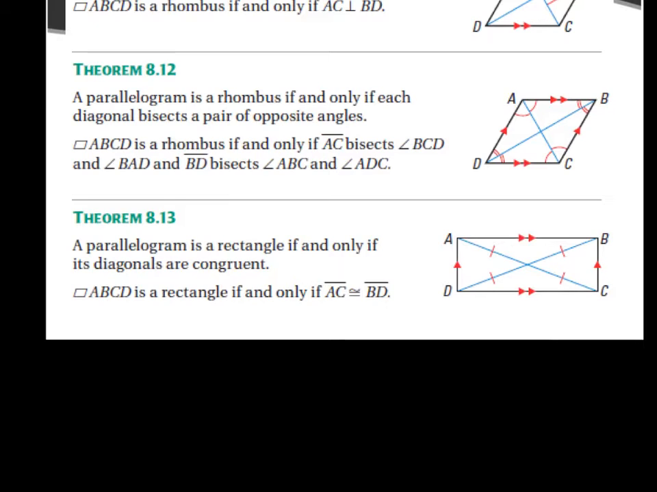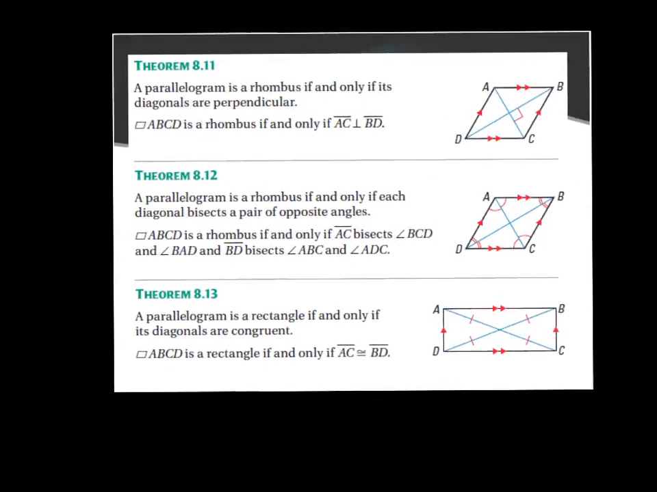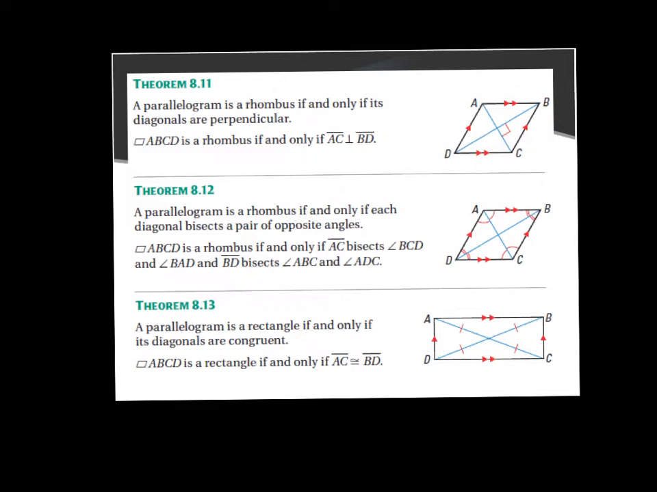And then the last one is about the rectangle. A parallelogram is a rectangle if and only if the diagonals are congruent. So we knew they were bisected before, but now we know if it's a rectangle, that they are congruent. So what would be true? What of these would be true about a square? All of it, right?